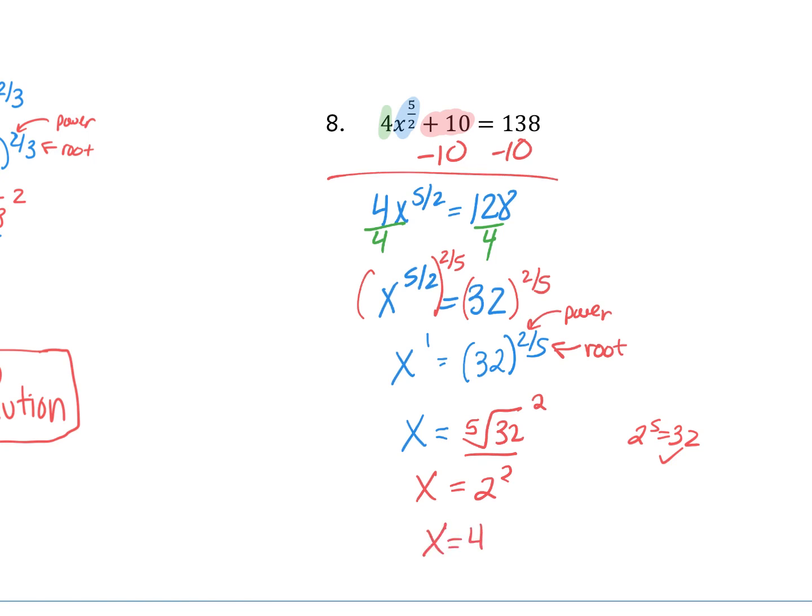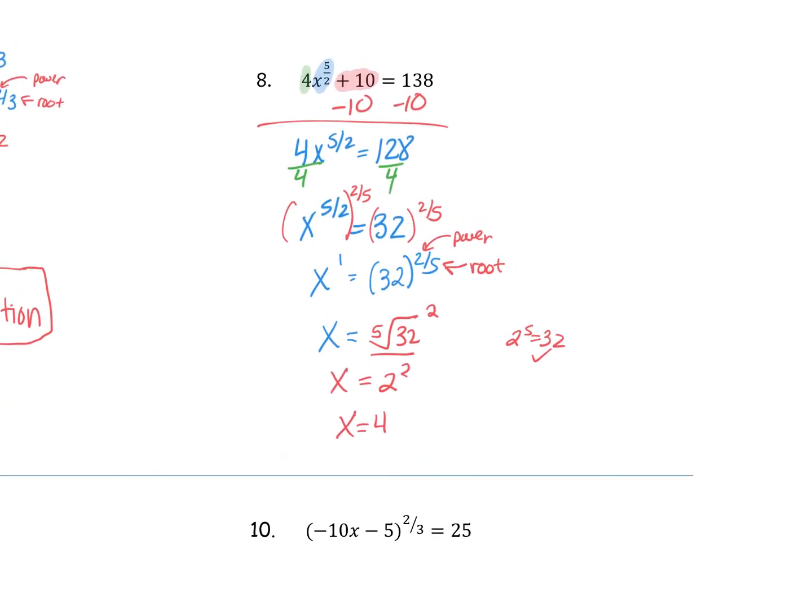So that means the 5th root of 32 is 2, and 2 squared would give me 4. All right, let's check this really quick. So 4x to the 5/2 plus 10 equals 138. So 4 times 4 to the 5/2 plus 10 equals 138. Be careful about your order of operations. I need to do 4 to the 5/2 power before I multiply by the 4 in front.